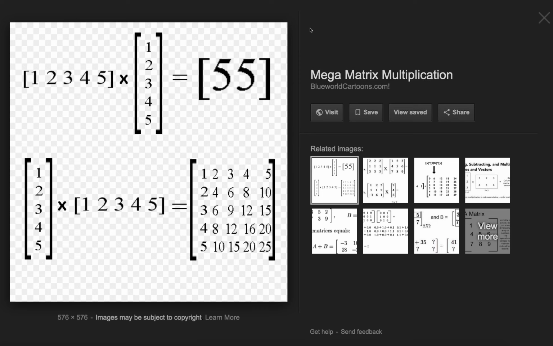And what you should be thinking about in the back of your head is, what's the time complexity of this matrix multiplication?